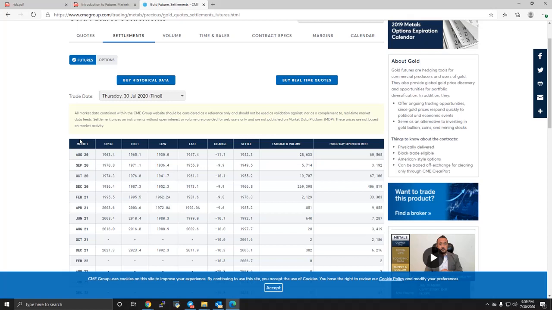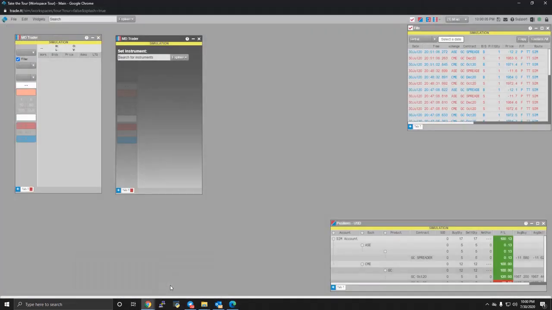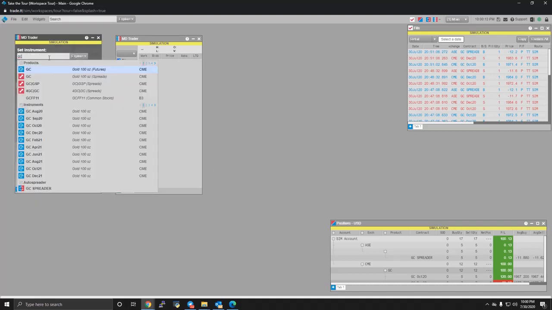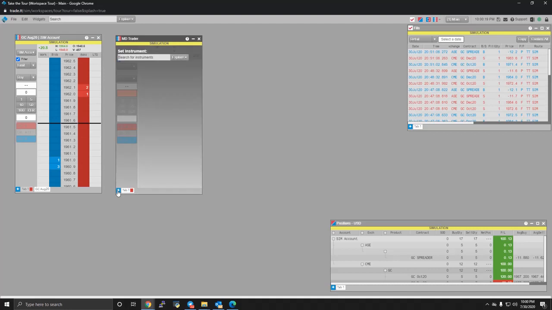So to jumpstart this, we're going to go back into TT and pull up some gold markets. I'm going to pull up the August contract for gold as it's about to go into first notice. So we'll pull up August here, and then let's pull up October, which is the next most liquid contract.